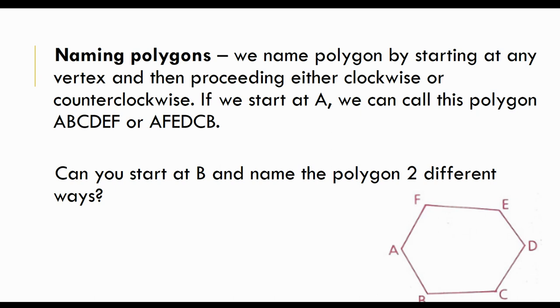So it says start at B and name the polygon in two different ways. So hopefully if you started with the letter B, you could go in a counterclockwise position. So that would mean B, C, D, E, F, A. Or if we were then to start at B and go clockwise, it would be B, A, F, E, D, C. Okay, once again, you could have started at F, at E, at D, at C. There's a lot of different angles that you could start this name at.